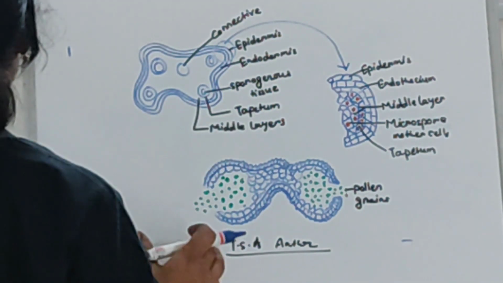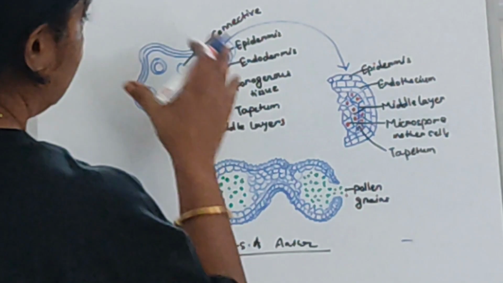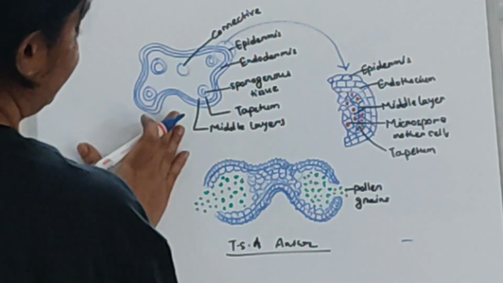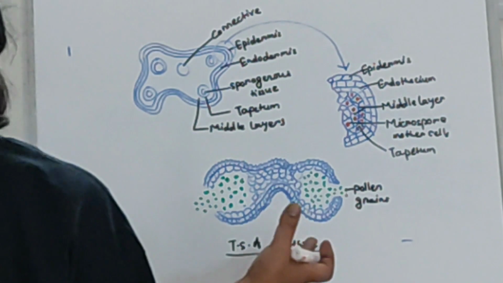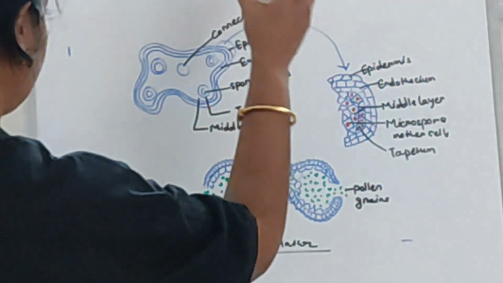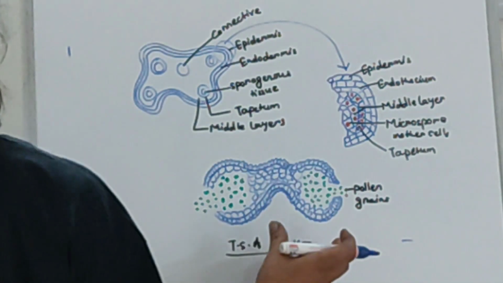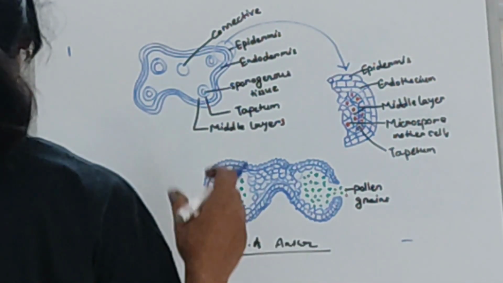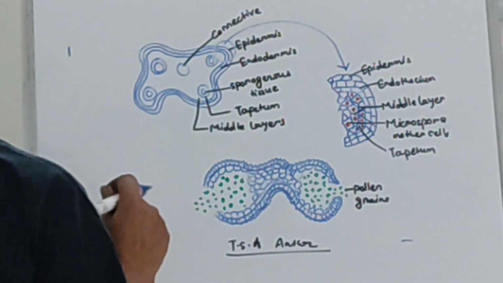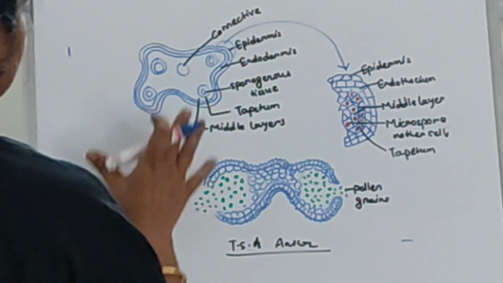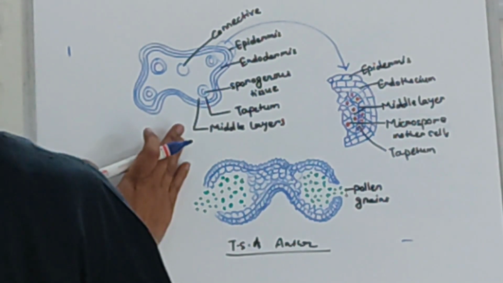Now the microsporangia develop further and become what? Pollen sacs. These mature and become pollen sacs. They extend longitudinally, along the length of an anther, and are packed with pollen grains. Now let's see the structure of microsporangia. So these are the microsporangia. Now see the structure of a microsporangium.